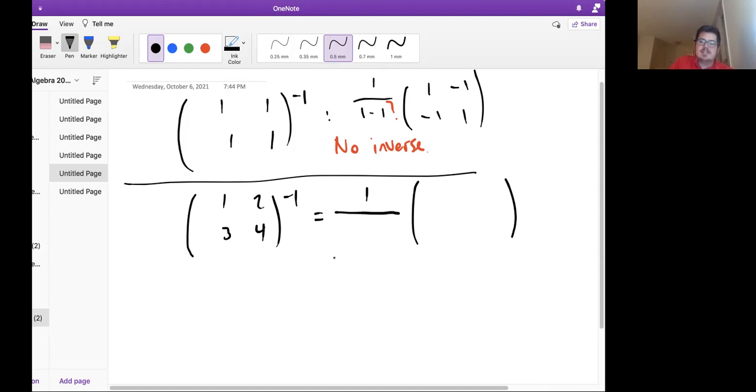Remember, it was AD minus BC. Yes, this is 4 minus 6. So automatically, does this thing have an inverse or not? Yes, so that means we're good to go. So now let's do the formula. So it's 4, 1, -2, -3, and then we're done. So this is -1/2, 4, -2, -3, 1.